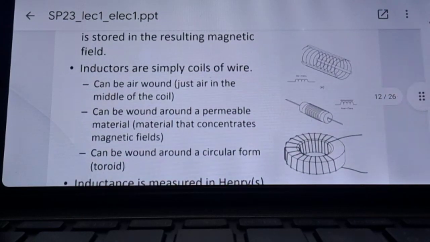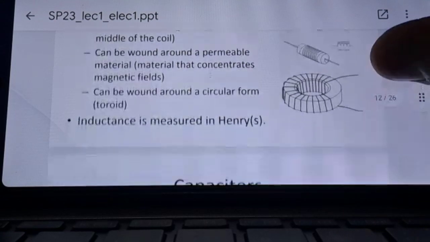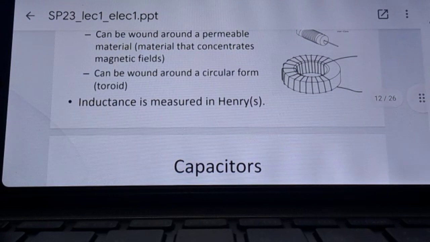The wire can be wound around a permeable material that concentrates magnetic fields, or wound around a circular form. Inductance is measured in henries. Henry is the unit of the inductor.